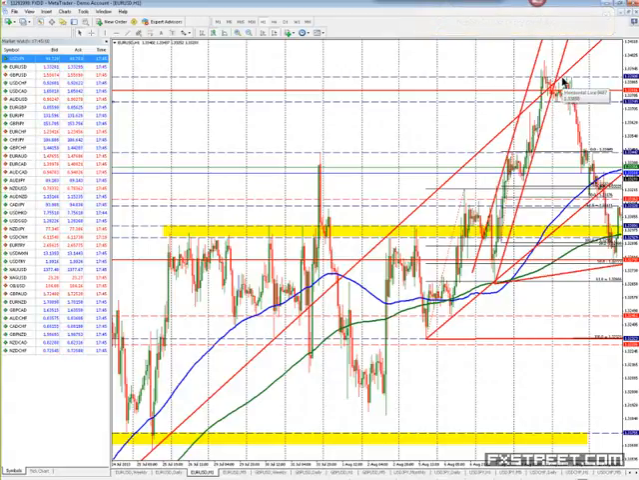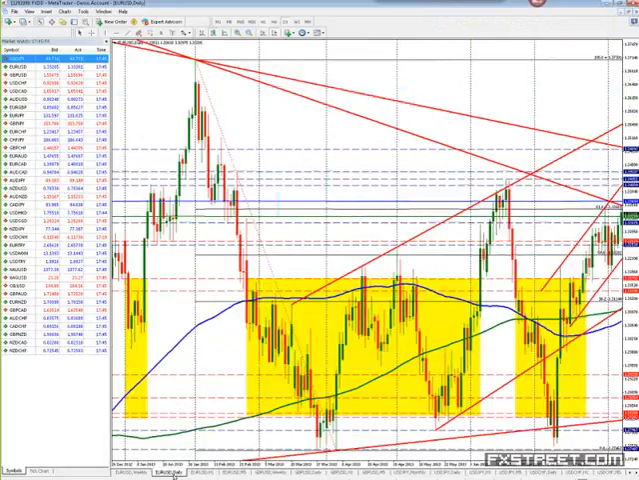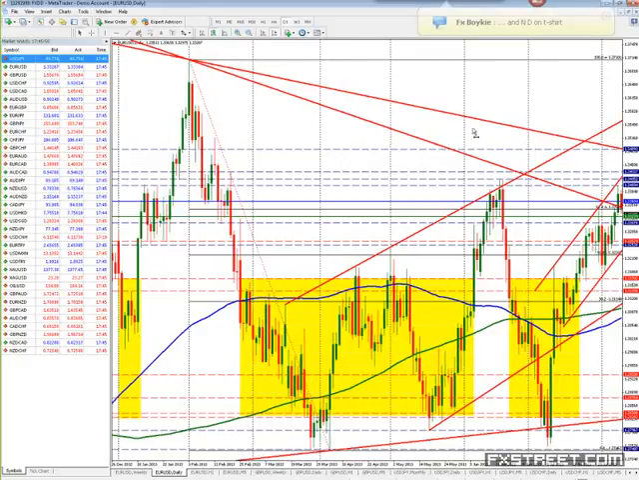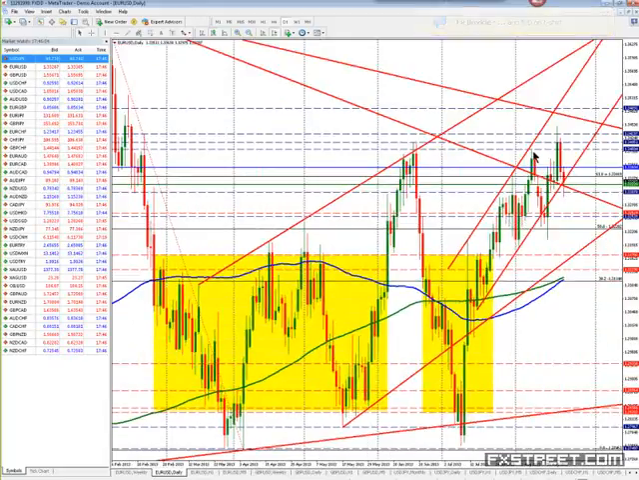Note here we have some lows here. We have highs up here at the 133.90 level, and this is that move to the upside. Okay, this is the move on the daily chart to the upside.